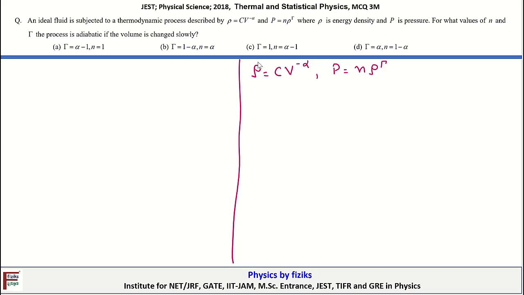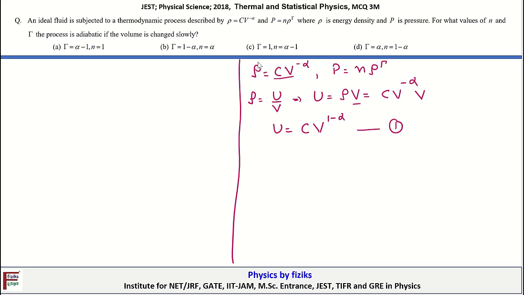Okay, so it's given that rho is the energy density, that's energy per unit volume. This implies I can write U equal to rho into V, but rho is given as C V to the power minus alpha. So I can replace rho with C V to the power minus alpha and then multiply by another V, so that U is equal to C V to the power 1 minus alpha. Let's call this equation 1.